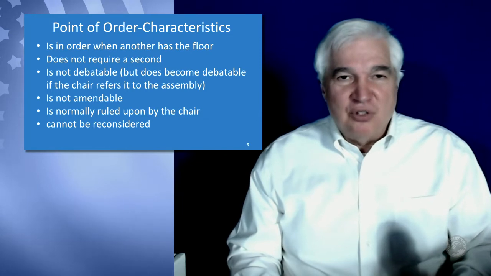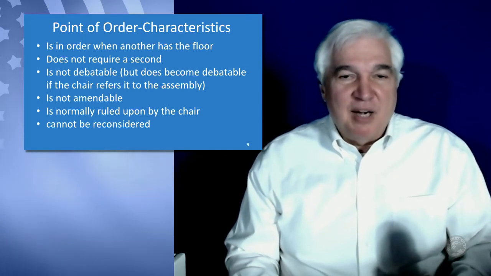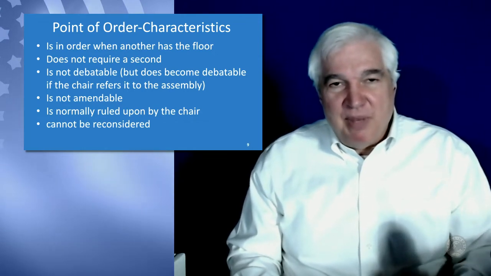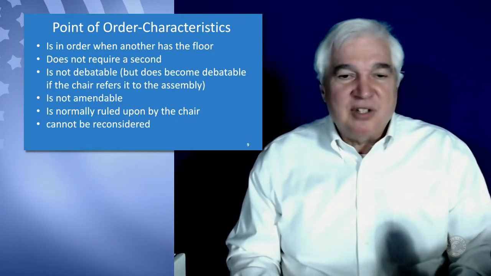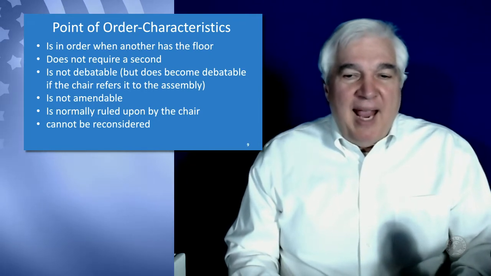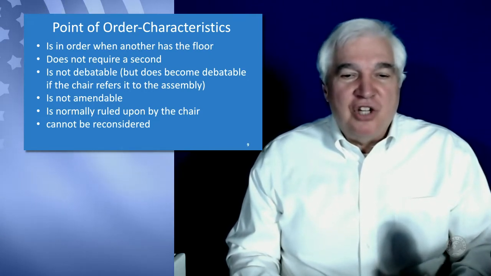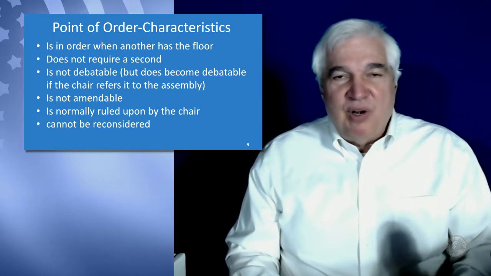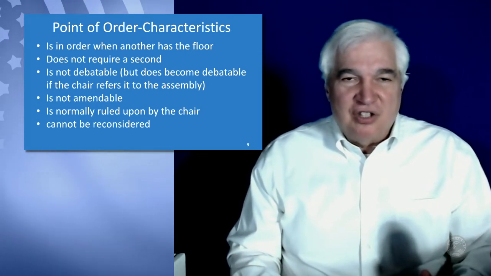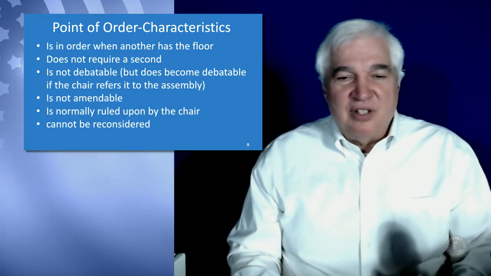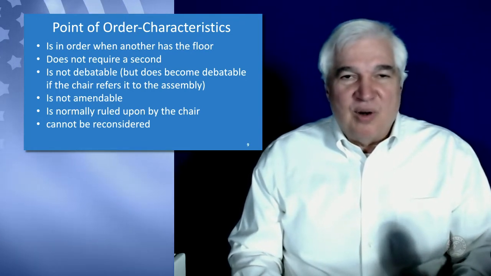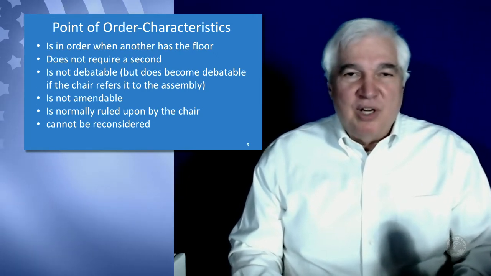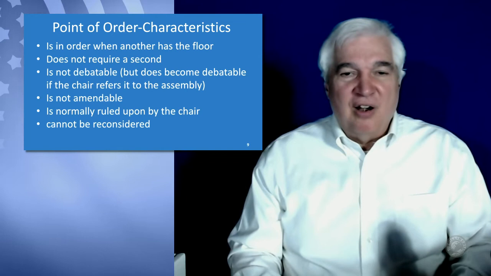The chair has to respond to you. It is not debatable, but it does become debatable if the chair refers it to the assembly during the appeal process, which we'll talk about in a few minutes. It is not amendable, and it is normally ruled upon by the chair, and it cannot be reconsidered. So you can't say point of order, and the chair does a ruling, and then someone else says, that ruling is incorrect, or we can reconsider it. Can't do all that. So you have basically one shot at appealing the ruling of the chair and getting a decision from the assembly.